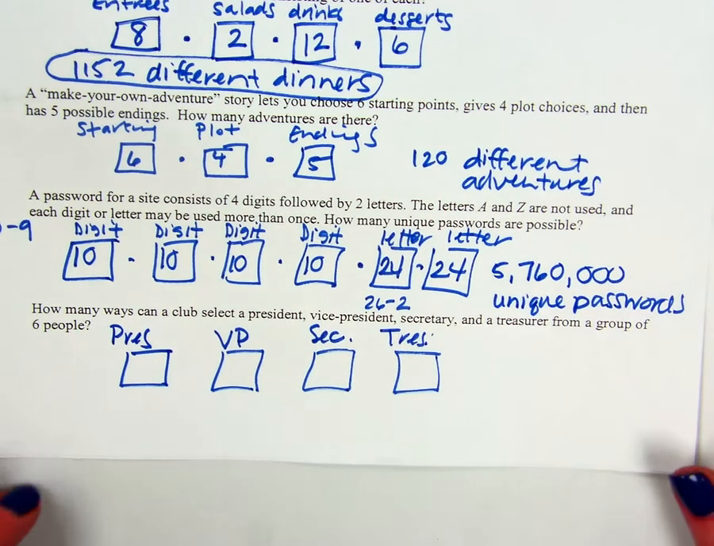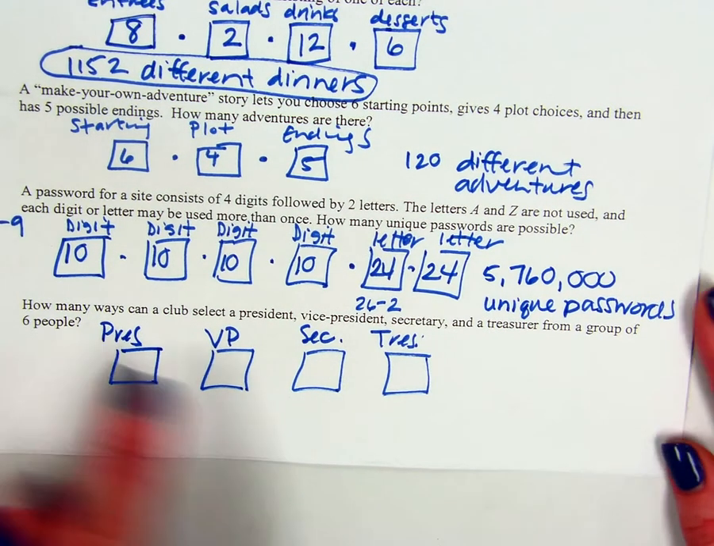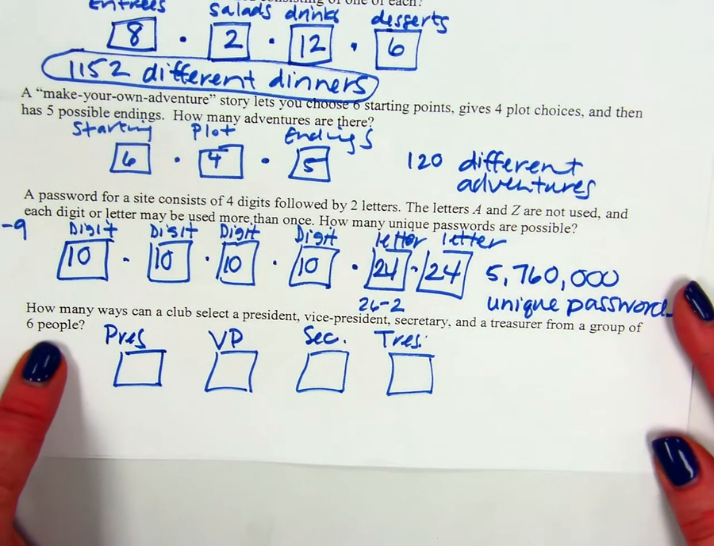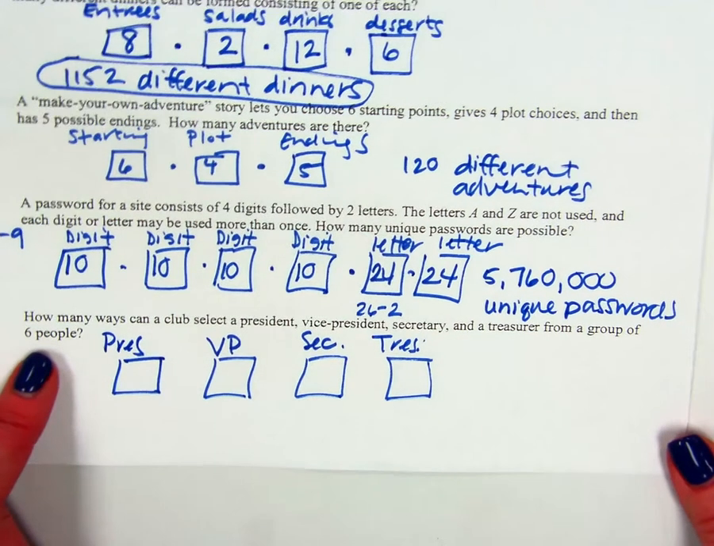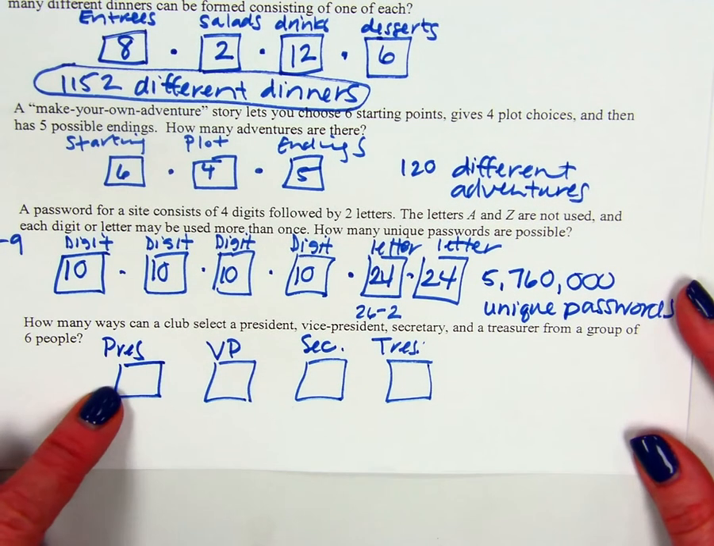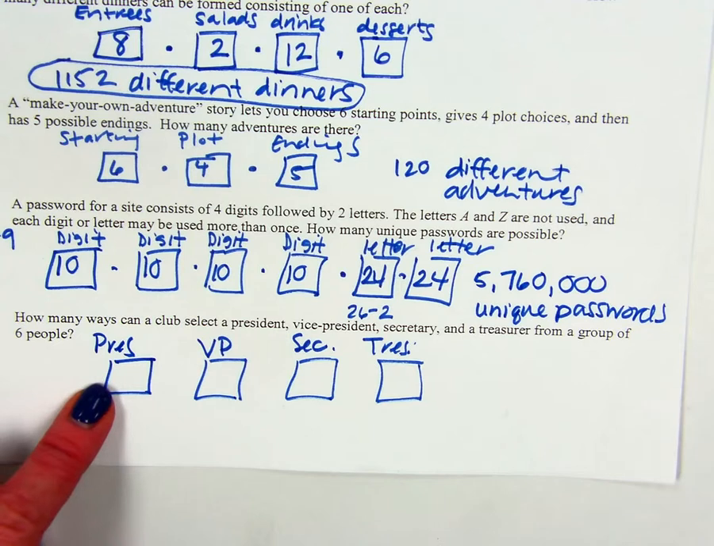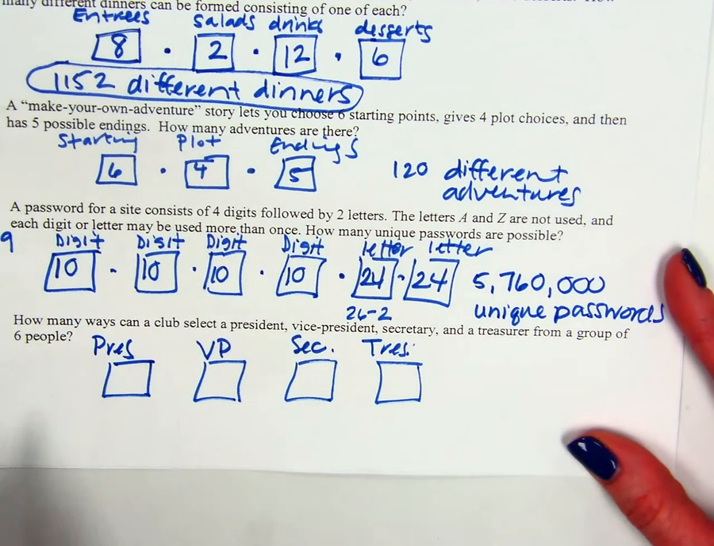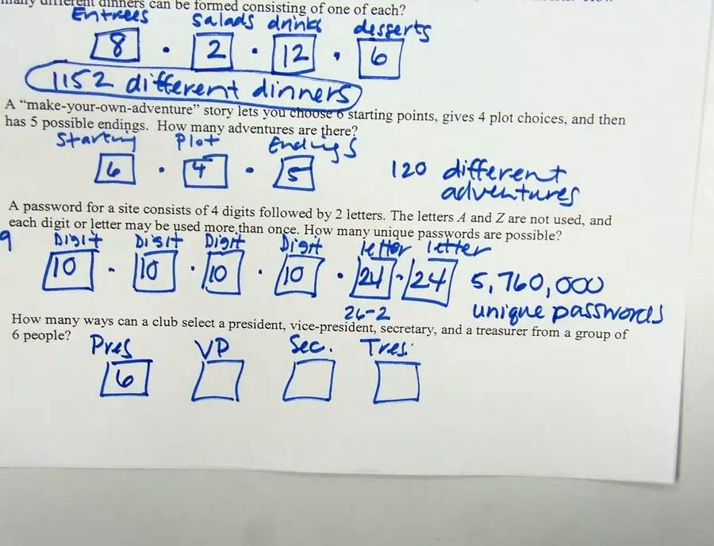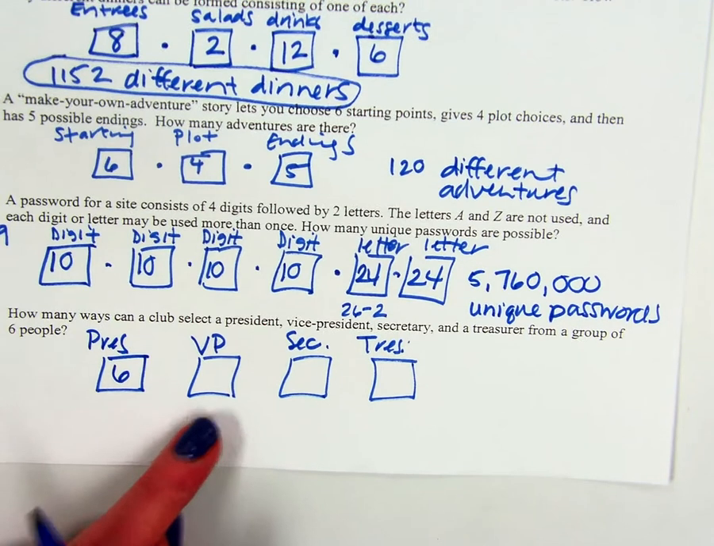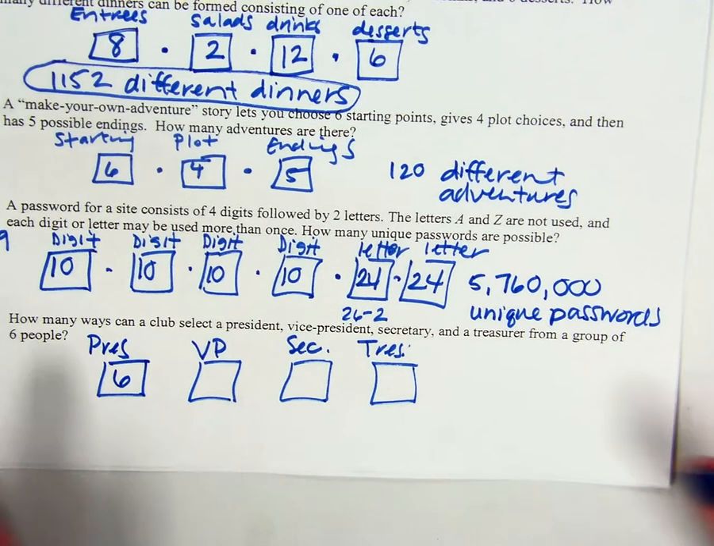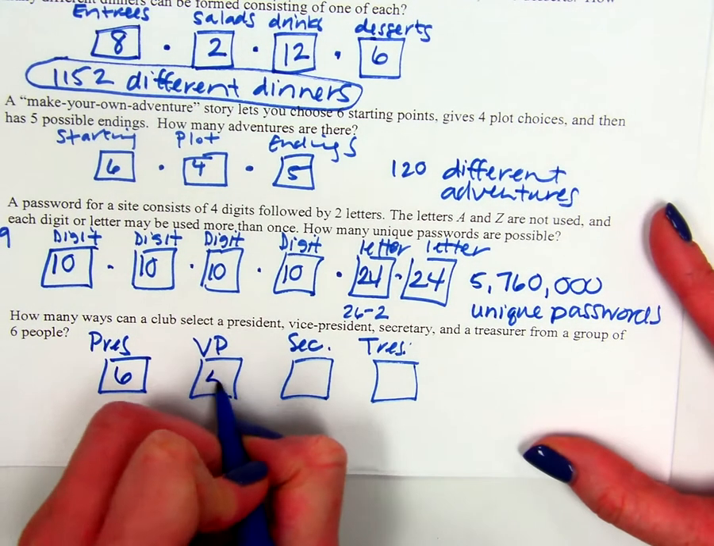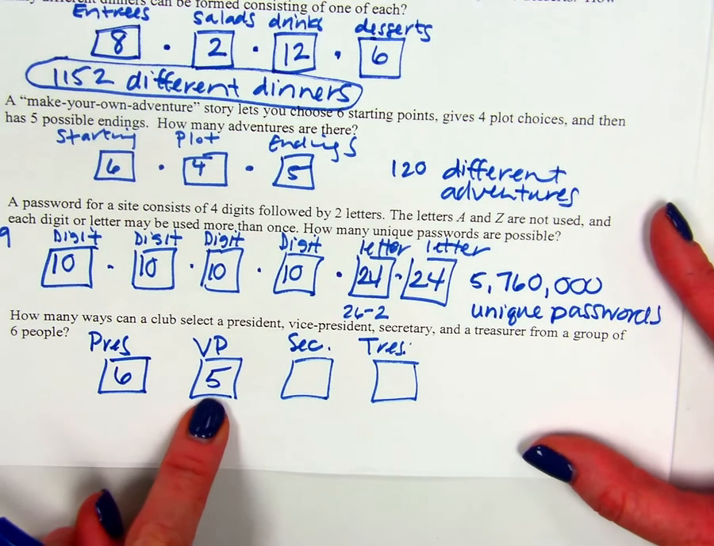If you have those 4 boxes and a group of 6 people to choose from, the way you need to think about this sort of problem is that if you choose someone to be a president, then they cannot be the vice president as well. So you have all 6 people to choose from for your president. So you're going to put a 6 in that box. But if you choose a person for president, they're now out of the running for vice president. So we're going to drop down 1, going from 6 to 5 for vice president.